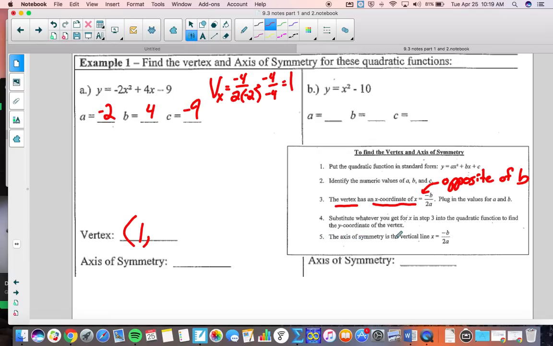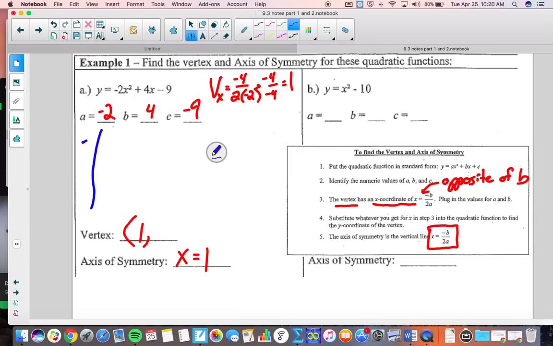By the way, the axis of symmetry is going to be a vertical line, which means it's going to be x equals whatever that number is we just calculated, the opposite of b divided by 2a. So right now I know the axis of symmetry is going to be x equals 1. And I'll show you what that means here in a bit. I'll give you a visual for all of this so it makes a little bit more sense. But right now, just trust what we're doing.